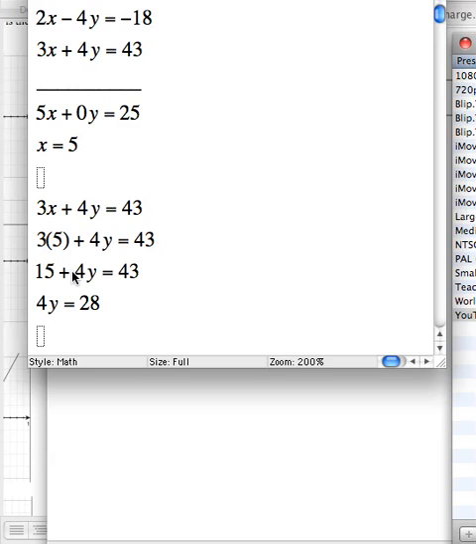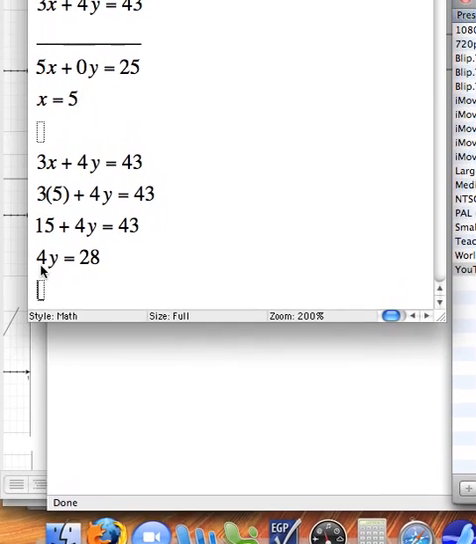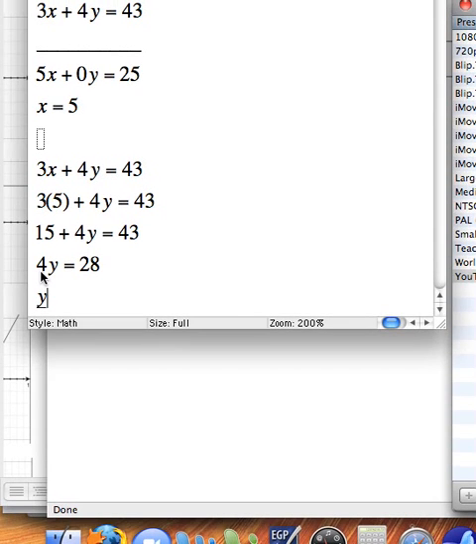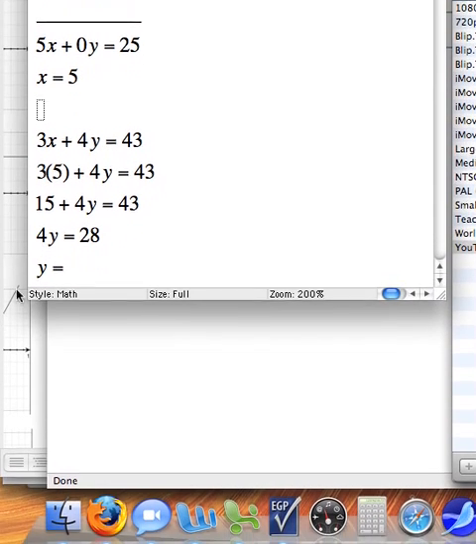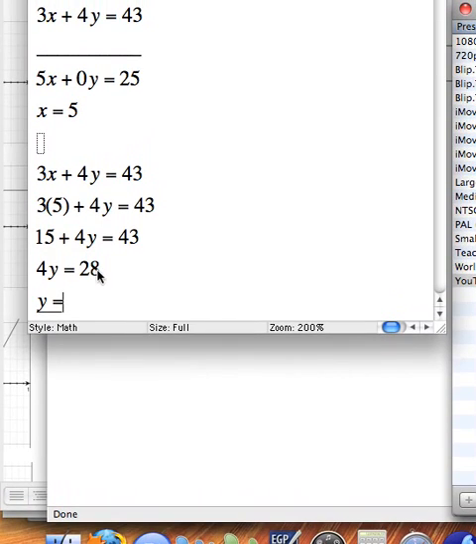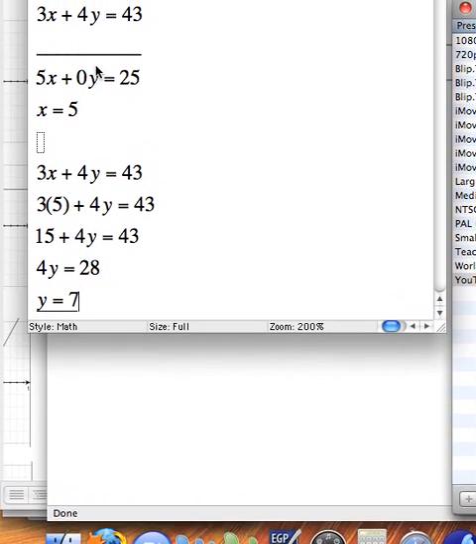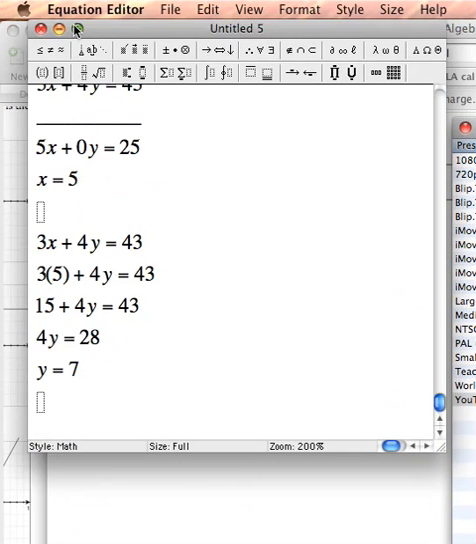If I divide by 4 on both sides, this 4 will cancel. I'll be left with y. And 28 divided by 4 on the right side will be left with 7. So I have two answers. I have x equals 5 and y equals 7. And notice I put this as a coordinate because they're both simultaneous answers. So I hope this helps.